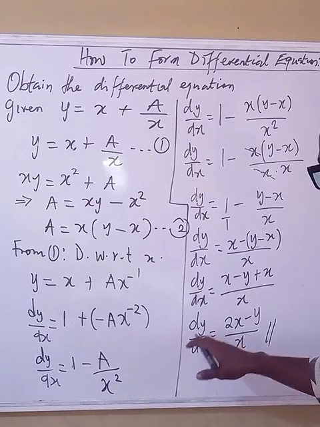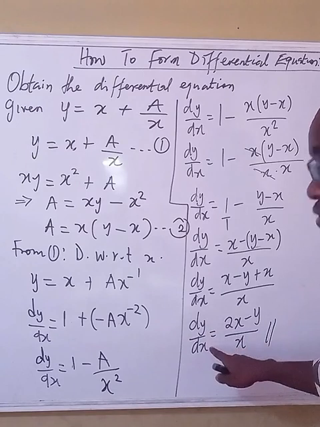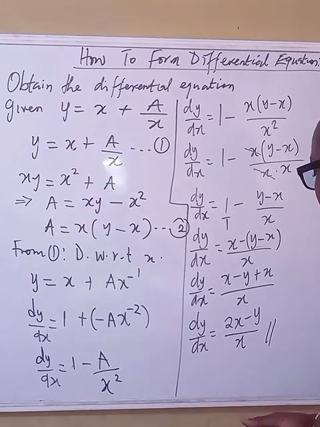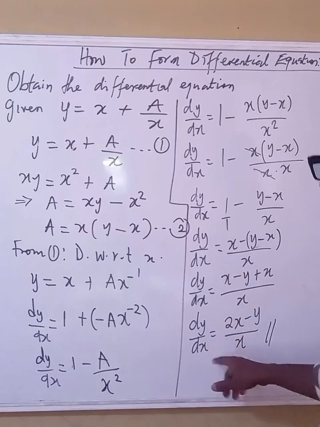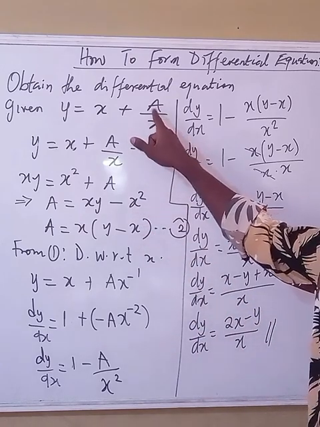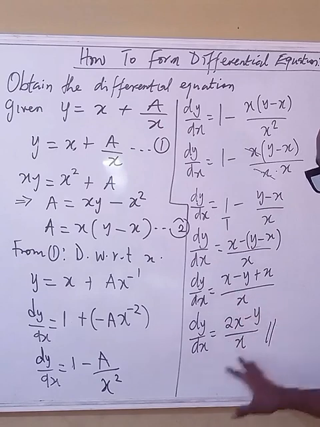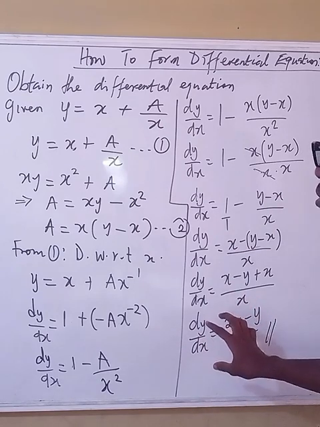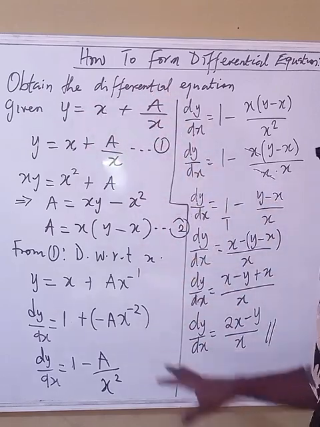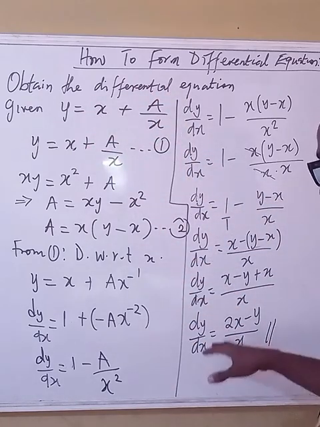You can see that we have a differential equation because we have dy over dx. Do you understand? From here we can see that we have eliminated the arbitrary constant. So at the end of everything, we have the differential equation we are asked to obtain, and this is it.